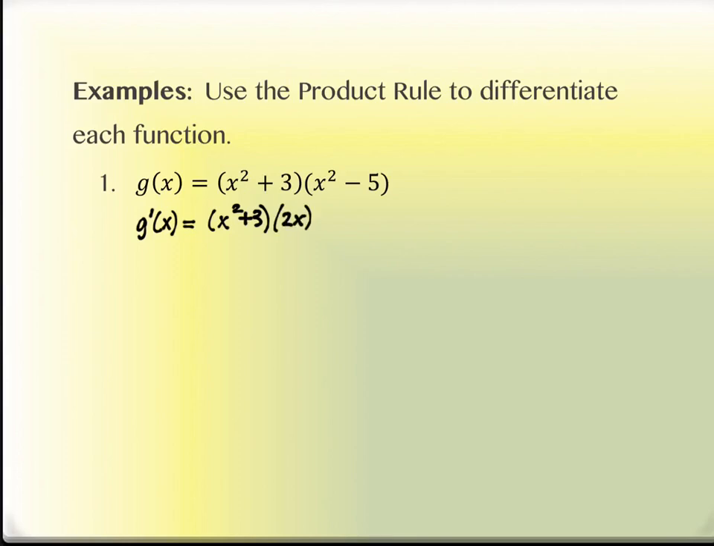Product rule uses addition, so I'll add between these pieces, and then I do the opposite. Originally I just rewrote the first piece. Now I need to take the derivative of the first piece. So what's the derivative of x squared plus 3? 2x, again, but for a different reason, right? Different function. And then I rewrite the second piece, x squared minus 5.